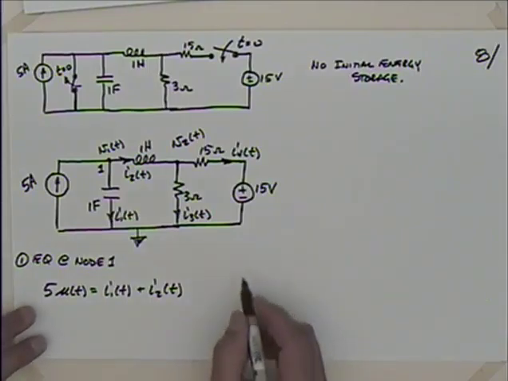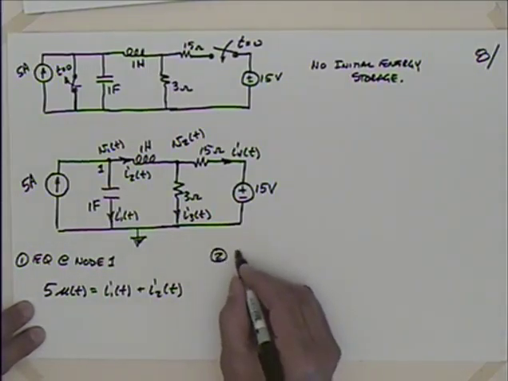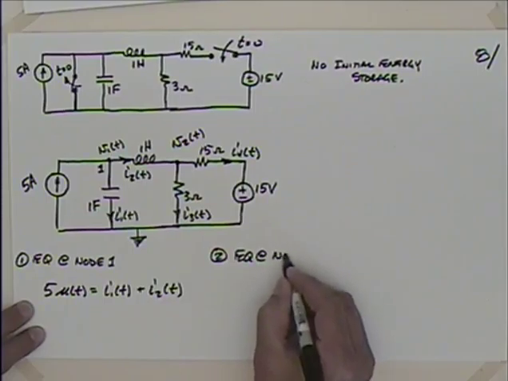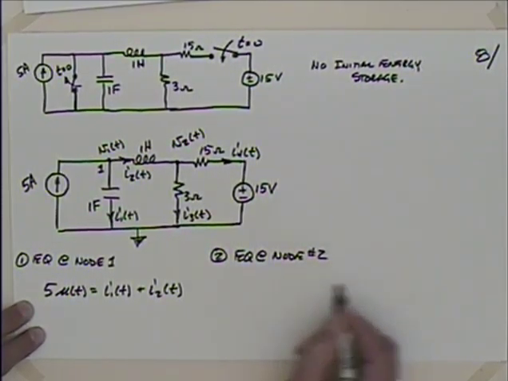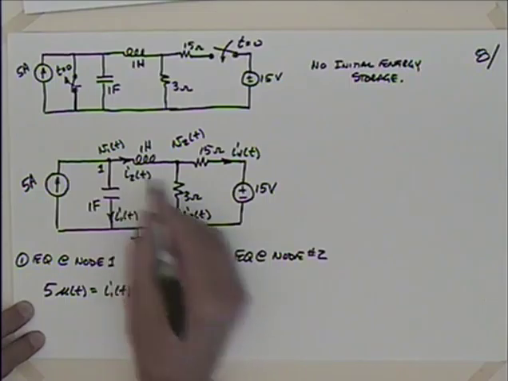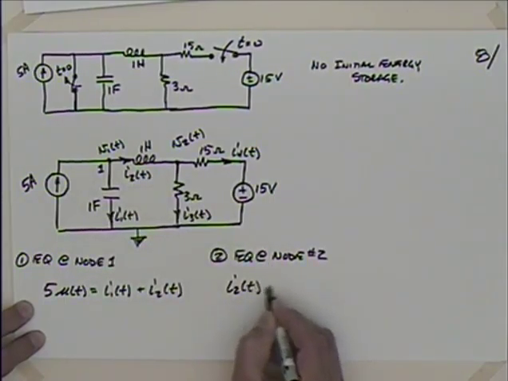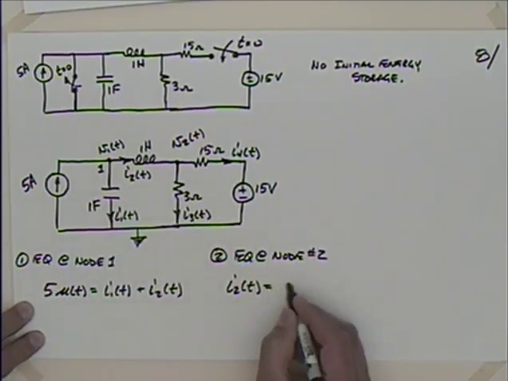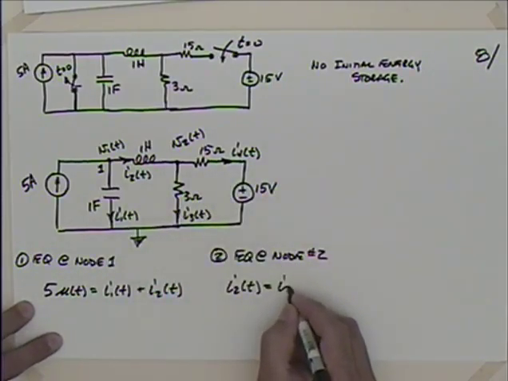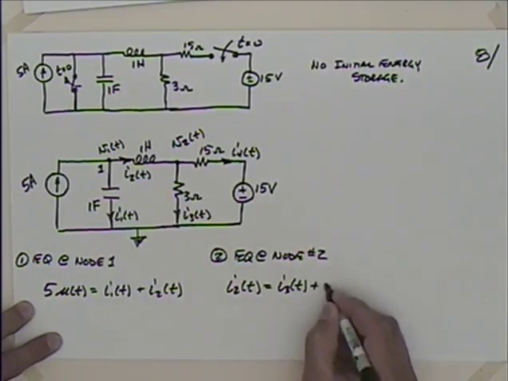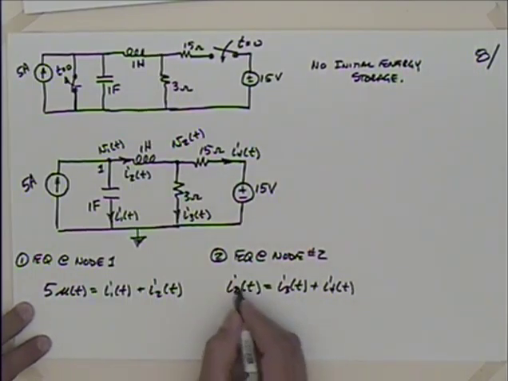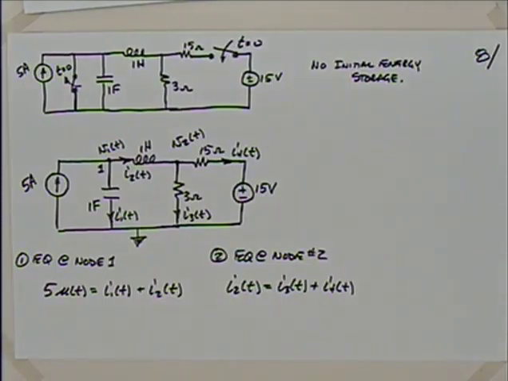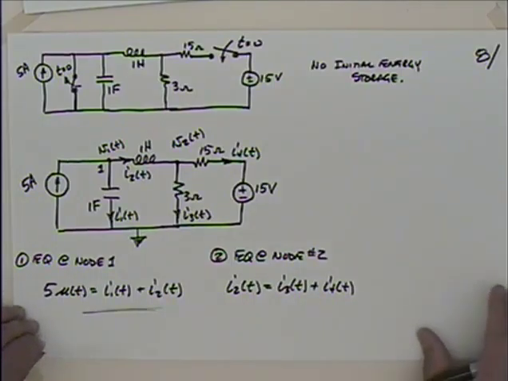Then I'm going to do the same thing. Equation number 2 is the equation at node number 2. So when I write that, I've got I2 of t is equal to I3 and I4. Those are leaving, so I've got I3 of t plus I4 of t. And you could substitute that in there if you want to. I think I'm going to wait before I do my substitution. So let me flip the page here essentially and develop that equation there.